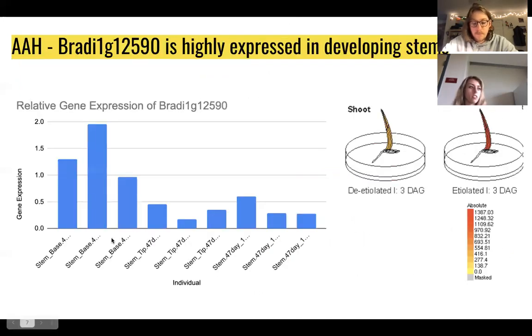And then we next found that expression of our gene is highest in the stem base as compared to the stem and stem tip. This is also seen in the figure on the right, which shows the highest expression early on in the base of the developing stem.